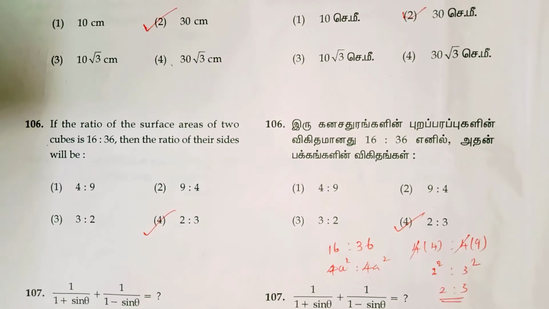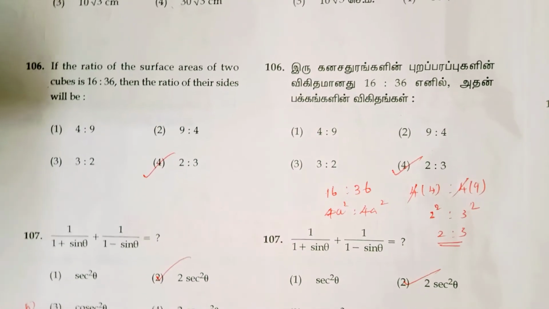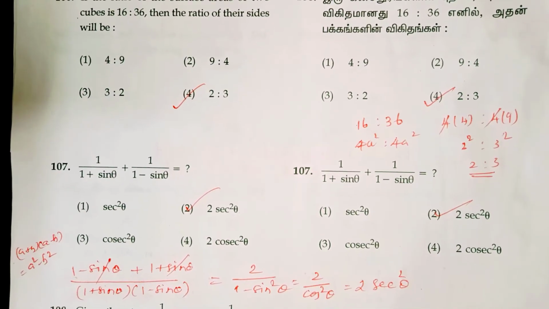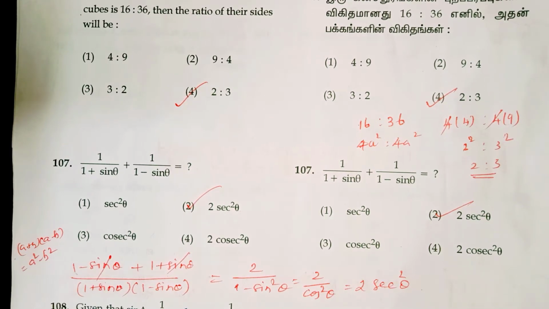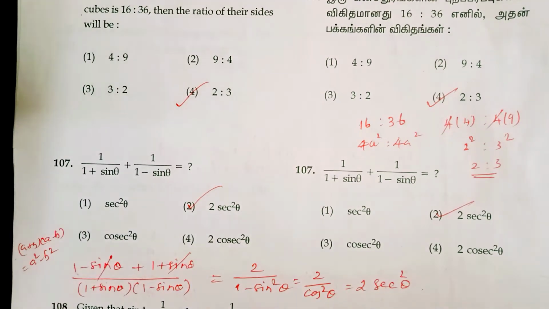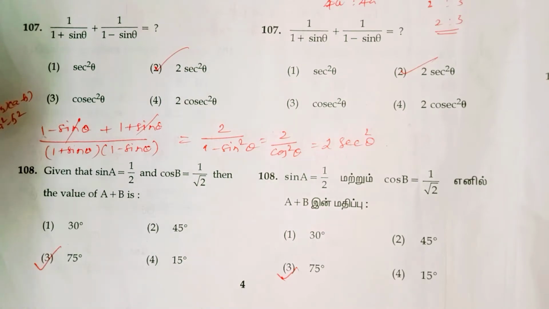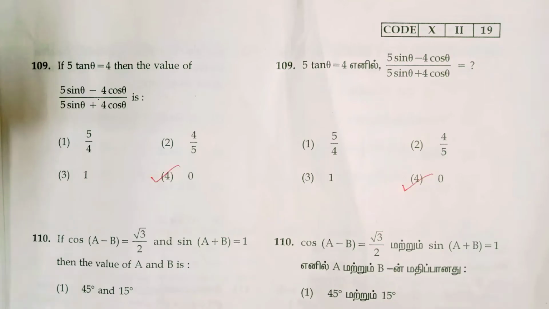If the ratio of the surface areas of two cubes is 16:36, then the ratio of their sides will be 2:3. 1 by (1 plus sin theta) plus 1 by (1 minus sin theta) equals 2 secant squared theta. Given that sin A equals 1 by 2 and cos B equals 1 by root 2, then the value of A plus B is 75 degrees.